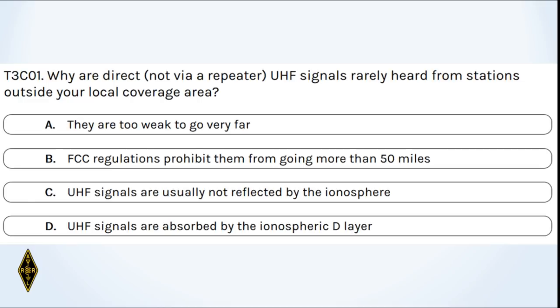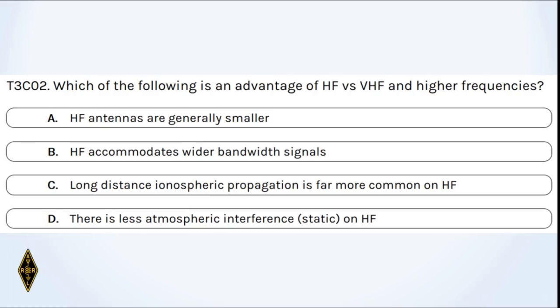It's a long way around the barn to remind you that UHF signals are line of sight. They are not refracted or reflected by the ionosphere. They just go out into space. And which of the following is an advantage of HF, high frequency, versus VHF and higher frequencies?